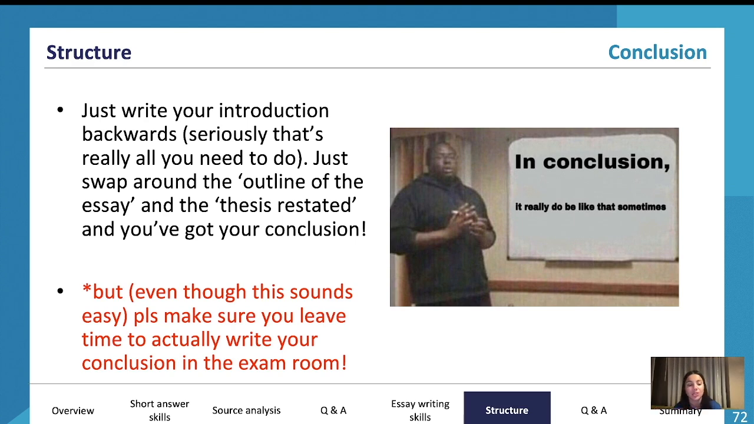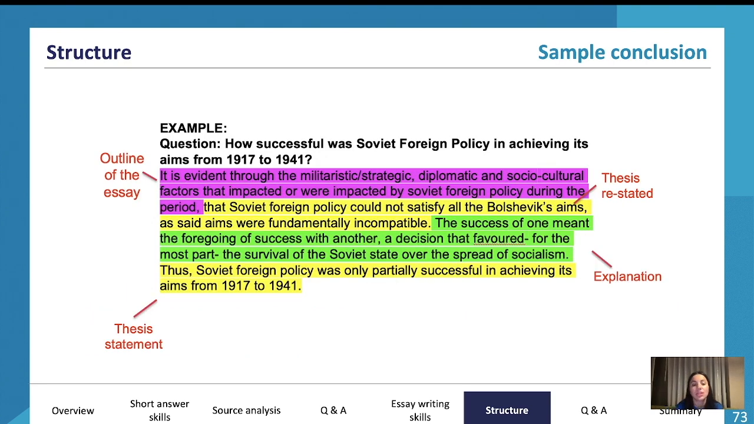I know it seems small. It's like, "oh, don't worry, I'll just skip a conclusion," but it's exactly the same in English, where if you don't have a conclusion, they can't really give you that structure mark, because the base structure is intro, body, and conclusion. So this is an example conclusion on Soviet foreign policy. It's got the outline of the essay, and you're using the themes or the factors and events as evidence of the judgment that you're making. Then you're doing an explanation and your thesis restated, and then you end with your thesis, which for this one is that Soviet foreign policy was only partially successful in achieving its aims from 1917 to 1941.